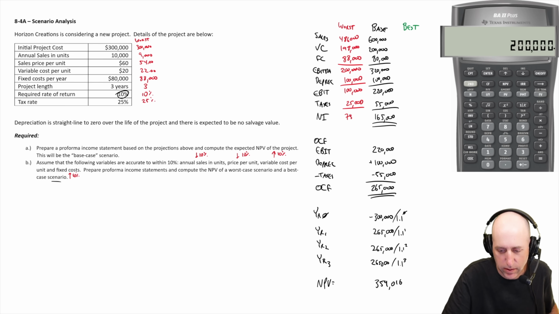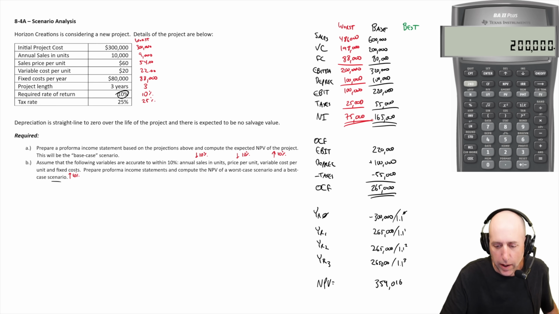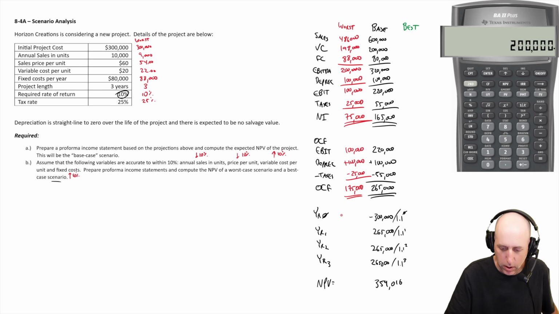100 minus 25,000 is 75,000. Okay, so there's our worst case. EBIT in the worst case is 100 grand. Depreciation, 100 grand. 100 plus 100 is 200 minus 25,000 in taxes is 175. So what do our cash flows look like here? Minus 300 plus 175 plus 175 plus 175.